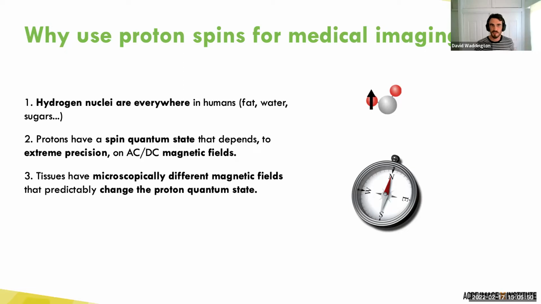Now, the thing is, though, that tissues throughout your body have different magnetic fields. So the magnetic field that exists naturally in the fats of your body is different to the magnetic field that might exist in the fluids of your body. So what we do with MRI is we leverage all these differences to get all sorts of information.